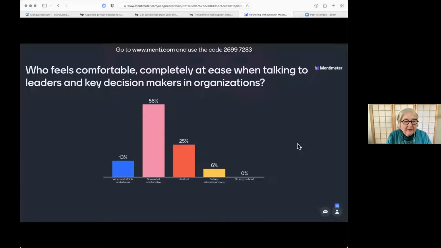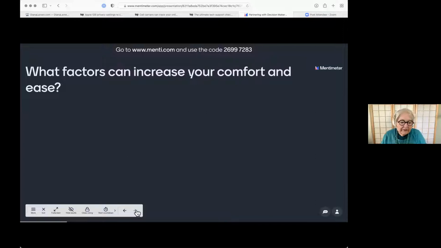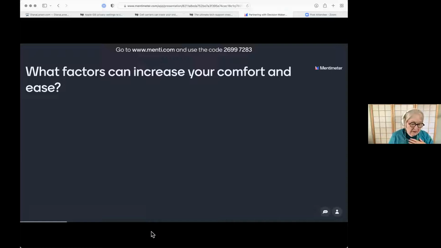So I'm going to move forward with this. It looks like most of you feel at least somewhat comfortable having those conversations. What we're going to do today is try to find some ways to ease that. But in the meantime, I would like some input from you. Oops, I need to be over here. Where am I? Okay, here we go. On the next question, which is, what kind of factors can increase your comfort and ease? What do you think would help you? Just type your answers in there.